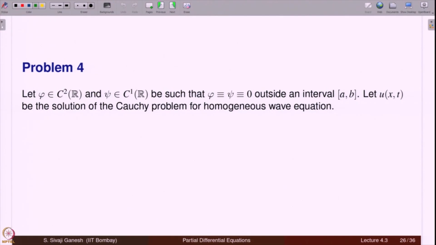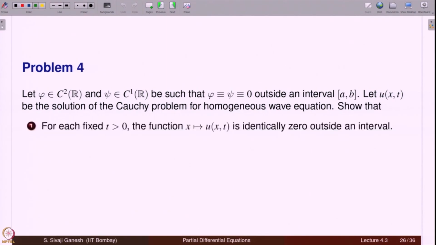And let u be a solution of the Cauchy problem for the homogeneous wave equation. Show that the function x going to u of x t, that means you fix a t, then u of x t is a function of x, that is also identically equal to 0 outside an interval. In other words, if the data is 0 outside interval a b, the solution will also be 0 outside some interval. That interval may not be a b, but some interval.